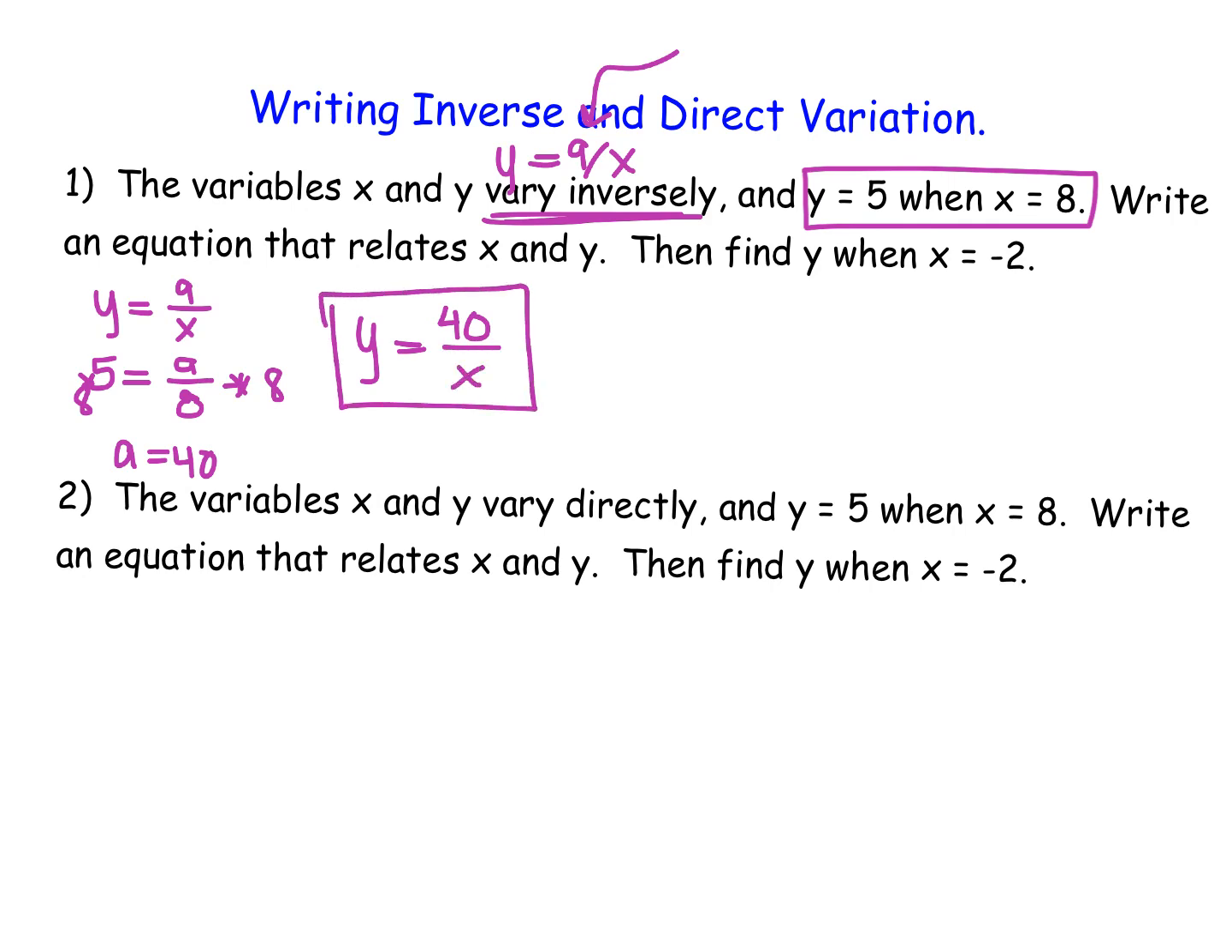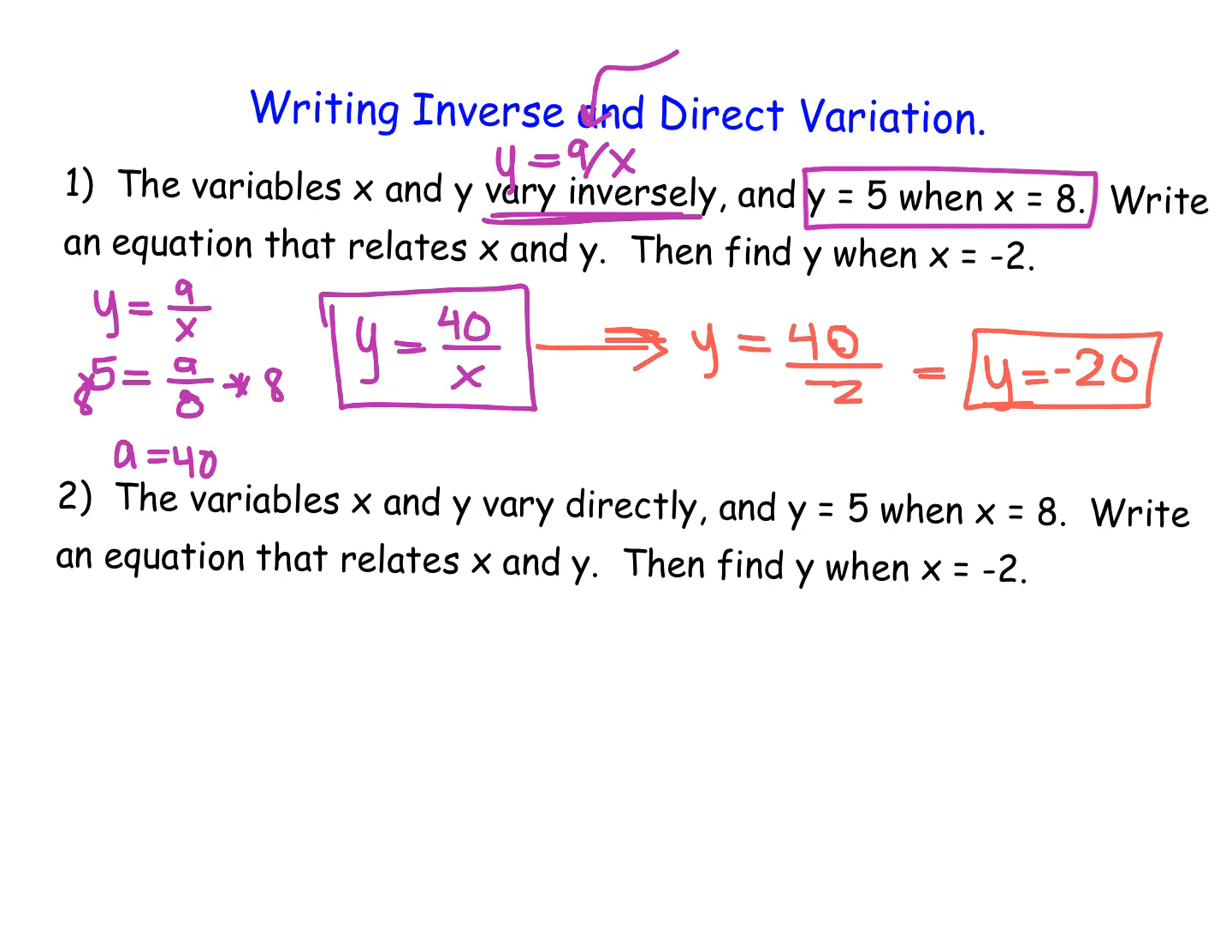And then from here it says to find y when x is equal to -2. So now we can apply this equation here. We can say, okay, we're going to find y. So we have y equals 40 divided by x. We know that x is -2. So that makes y equal to -20.